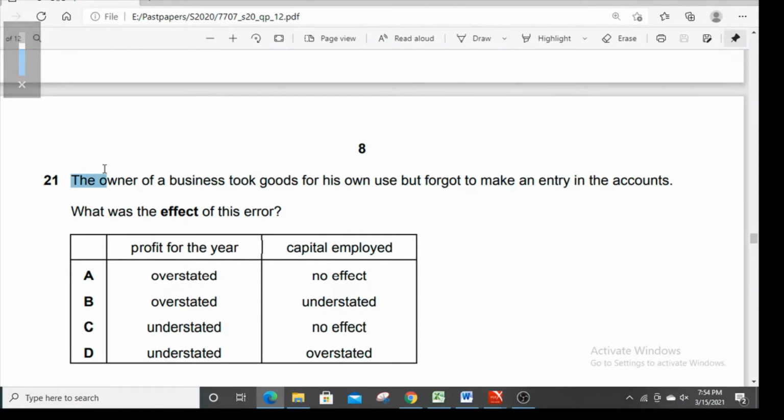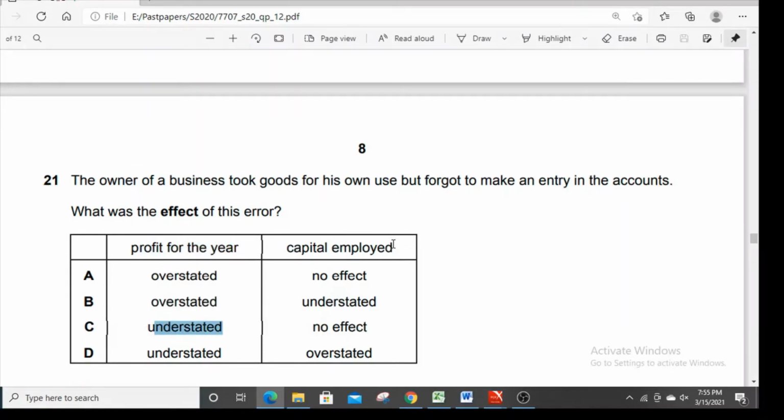Number 21. The owner of a business took goods for his own use but forgot to make an entry in the accounts. What was the effect of this error? Now, the double entry to record goods withdrawn by the owner is drawings debit and purchases credit. As drawings and purchases both are not recorded here, drawings are understated whereas purchases are overstated. Now, the relationship between purchases and profit for the year is inverse. So, as purchases are overstated, profit for the year is understated.